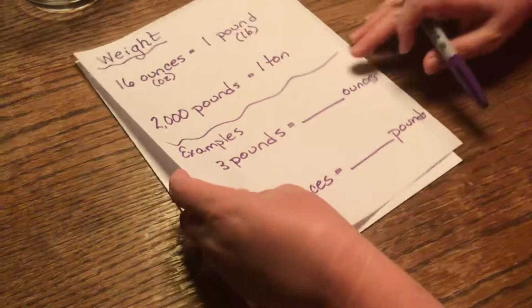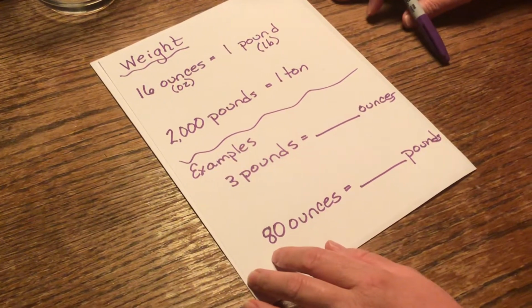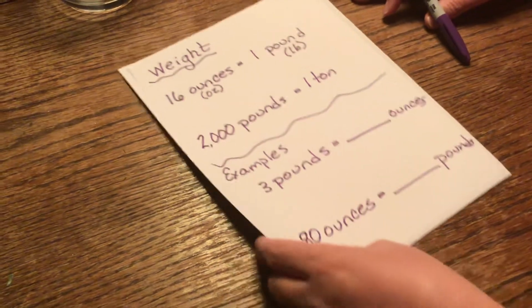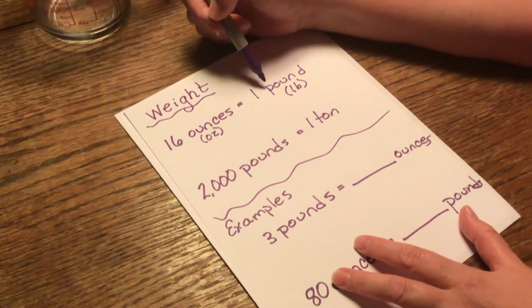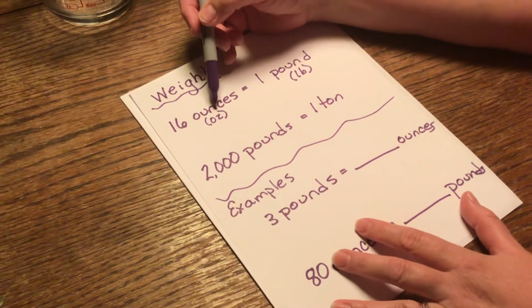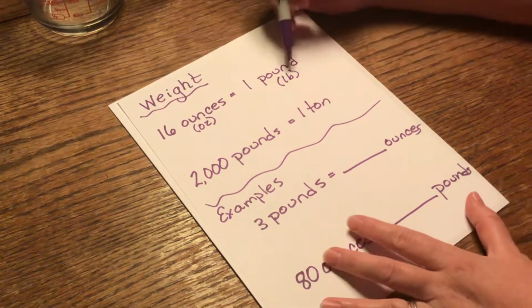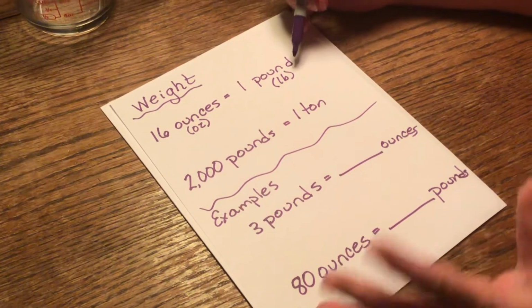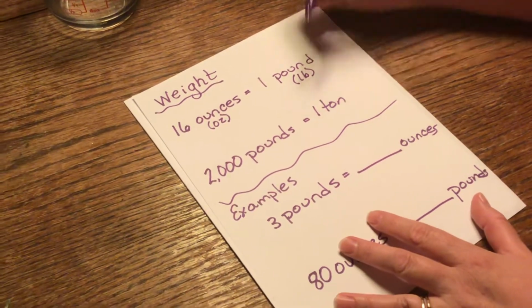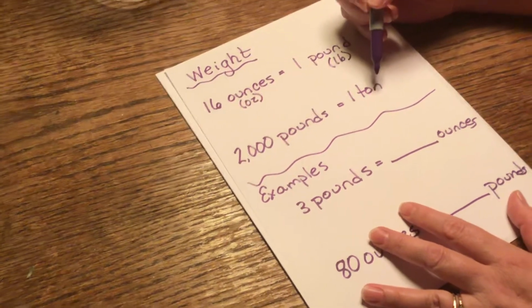Finally, we can take a look at weight, and I don't have a song for this one. I'm sorry, stuff happens like that sometimes. It takes 16 ounces to make 1 pound. The abbreviation for ounces almost makes sense. It's OZ. The abbreviation for pound makes no sense at all. It's LB. I'm sorry, I didn't make that one up. And then it takes 2,000 pounds to make a ton.